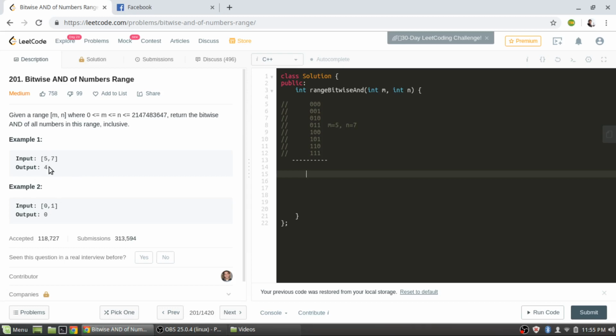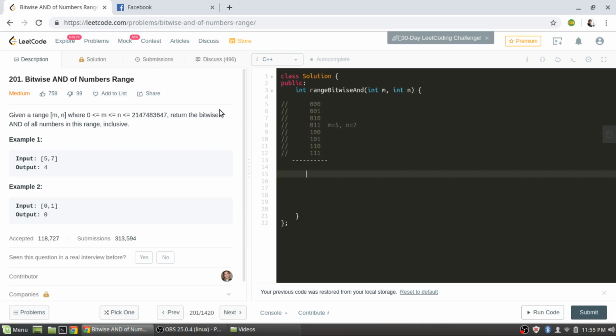If you AND all the numbers from 5 to 7, you'll get 4, and similarly from 0 to 1 you'll get 0. By looking at this problem statement, you can think of a naive solution: do the bitwise AND of all numbers from m to n using a for loop. But it will give a TLE, because the difference of m and n can go up to 10 to the power 9, so the complexity is O of 10 to the power 9, which cannot run in 1 second. So you need to optimize this solution. How are we going to optimize it?